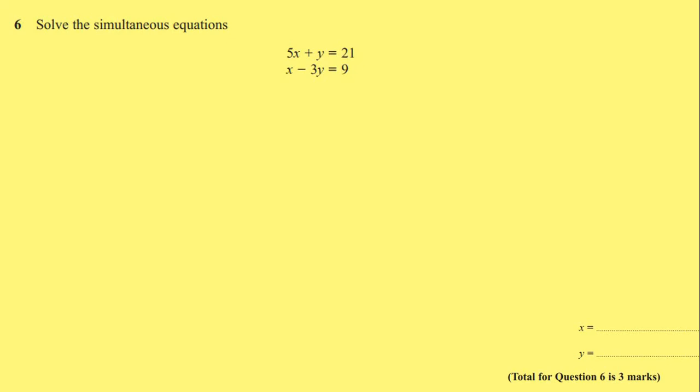Solve the simultaneous equations. Now, to solve these simultaneous equations, we need to get common coefficients. So I need the same number in front of the x's or the same number in front of the y's. At the moment, I don't have that. Now I'm going to leave this equation just as it is, which is 5x plus y equals 21. And I'm going to take this equation, I'm going to multiply it by 5. If I do that, what I'll get is 5x minus 15y equals 45. Now that's really useful because now these things match.